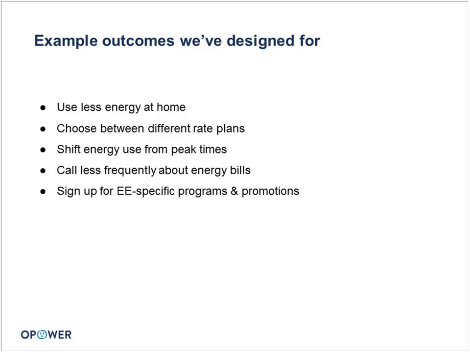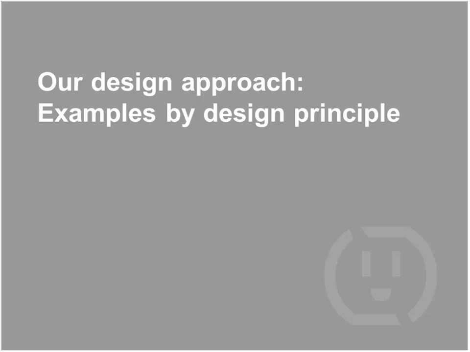And on the screen here, you see examples of outcomes that we've designed for. Helping people use less energy at home, using energy at different times of day, making decisions between different rate plans. And this is just an example. And the way we do this is through a design approach that I'm going to talk through now. The rest of this talk, I'll be going through our design principles, there are 5 of them, and giving you examples of how we put them into practice.